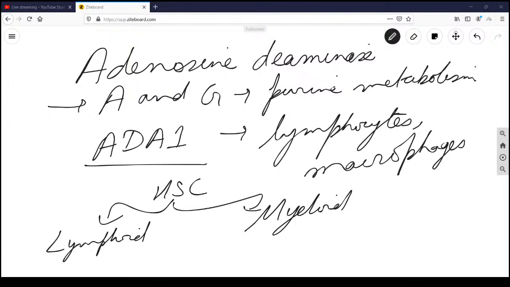We don't use pBR322 in case of humans, right? So we use those high-end vectors, but those are not in your course. So that is done in case of ADA. So it can deaminate adenosine. That is the way that this function works.